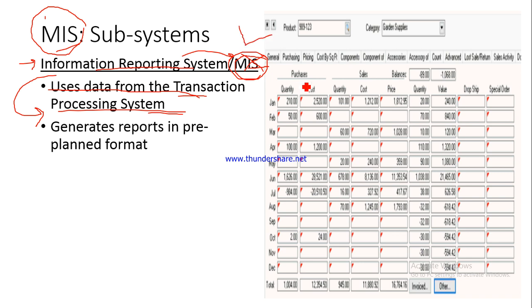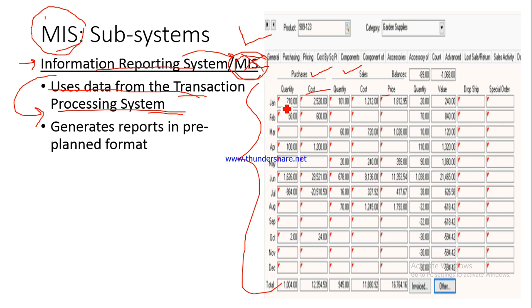Now if you look at this particular thing, see, the transaction data must have been collected every single day in the month of January, February, all days, all working days, and the number of times the purchases were made, or the number of times the sales were made, what was the price at which the purchases were made, and what was the price at which the sales were made. Every single thing must have been recorded by the transaction processing system. And now the information reporting system is giving you a summary of all that data, what has happened throughout the year. It is giving you a basic summary.